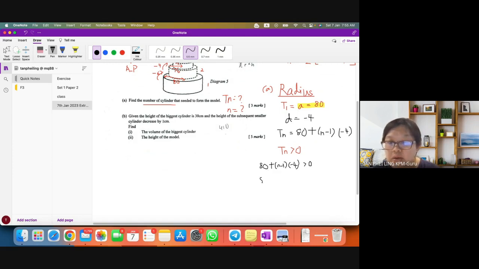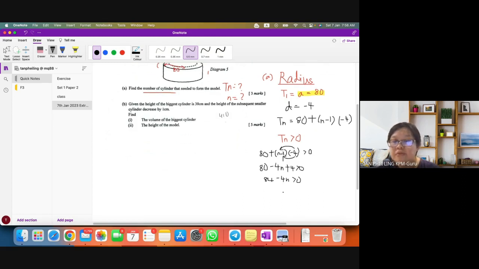So here, 80, we have to expand this part. Negative 4 times n, negative 4n. Negative 4 times negative 1, we get positive 4. So it is bigger than 0. And now you have 80 plus 4, 84 minus 4n, bigger than 0. Here, be very careful. Now you have minus 4n. This 84 here, you bring towards here, there's no need to change anything, because this is just plus and minus.